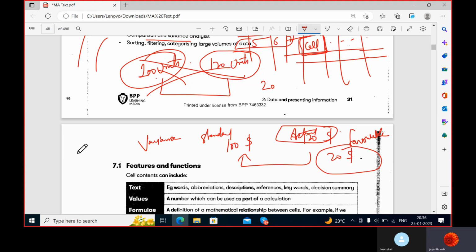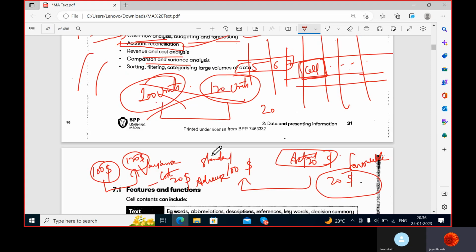But if the cost I fixed is $100, and I incurred $120 cost, is it favorable or not? No. Because I wanted to do things in $100 and I have incurred $120. So the $20 extra cost which I incurred is adverse. What is that called? Adverse, not good. In case of profits, more profits is good. In case of cost, more cost is never good.